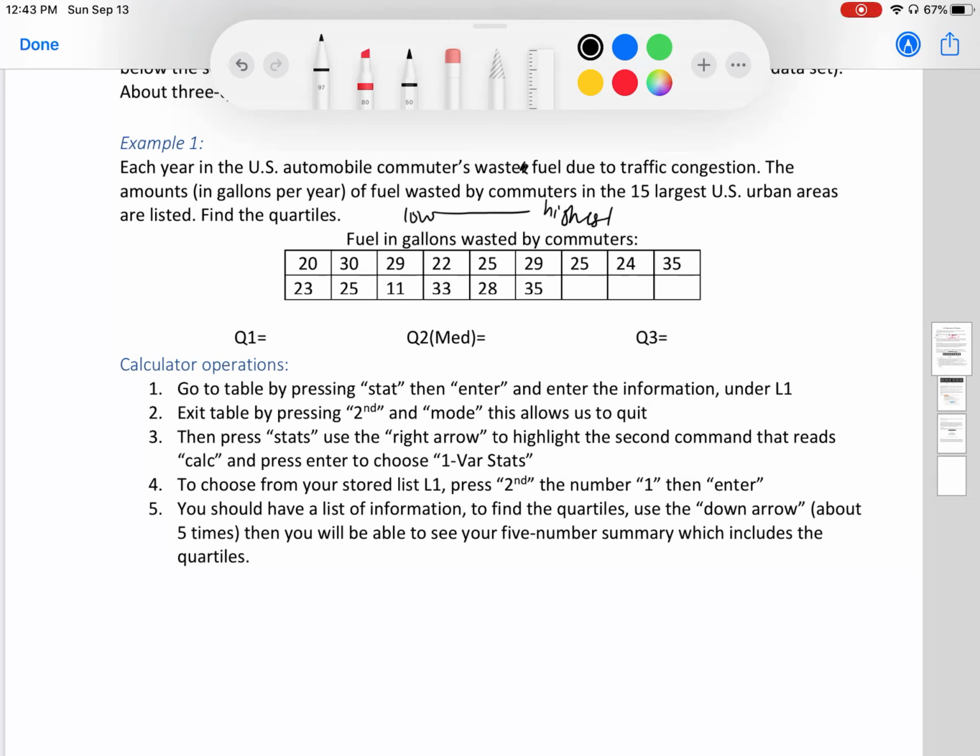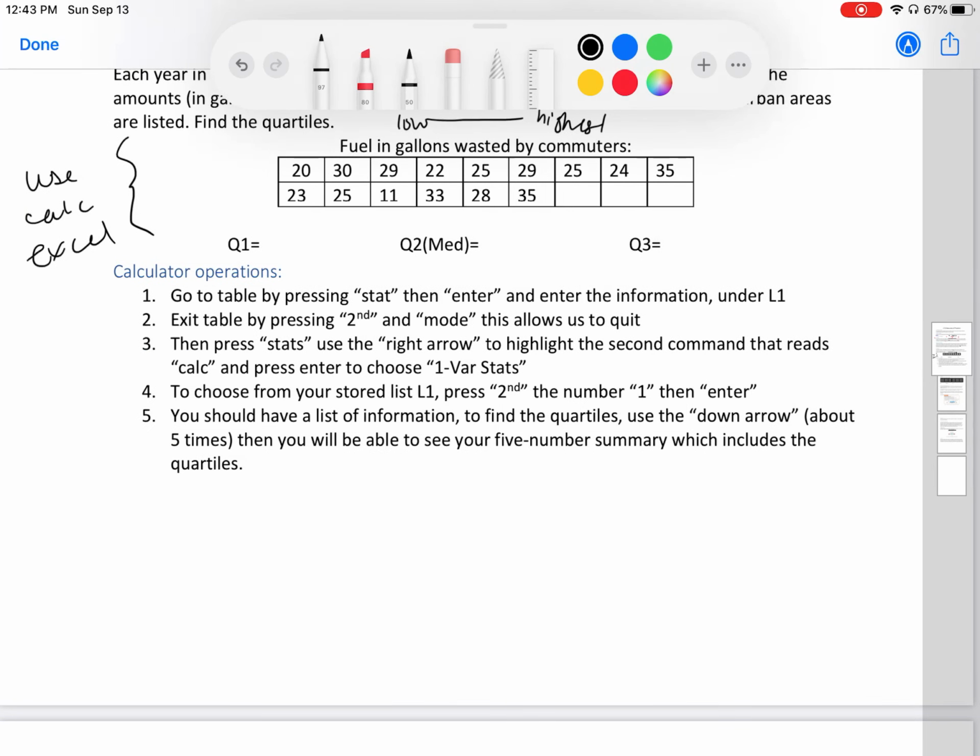But we're not going to do that by hand, because what if you have a large amount of data? So I'm going to tell you the steps to using your calculator, or if you're using Excel, use Excel. I don't have the answer for this one. You can figure this out on your own.